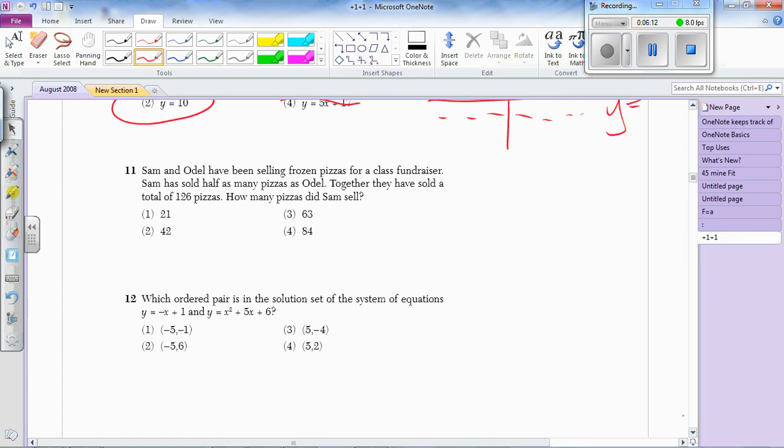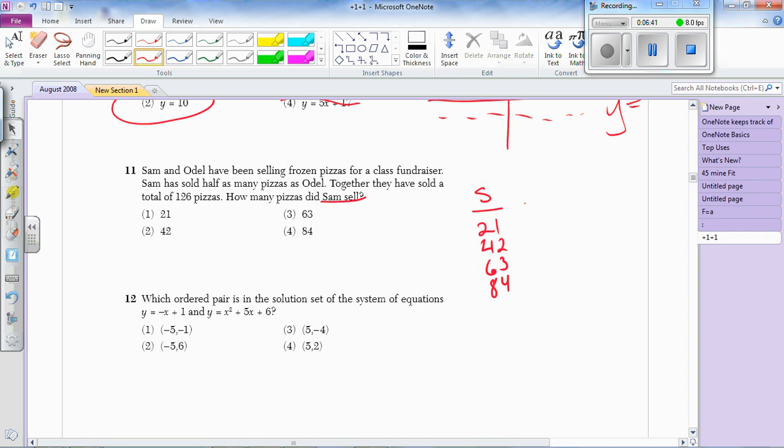Sam and Odell have been selling frozen pizzas for a class fundraiser. Sam has sold half as many pizzas as Odell. Together they have sold a total of 126 pizzas. How many pizzas did Sam sell? It makes sense in this kind of problem to work backwards. These are Sam's. Sam could sell 21, or 42, or 63, or 84.